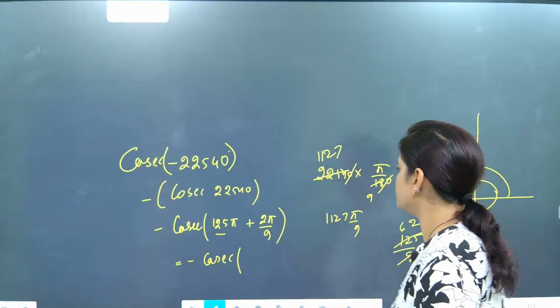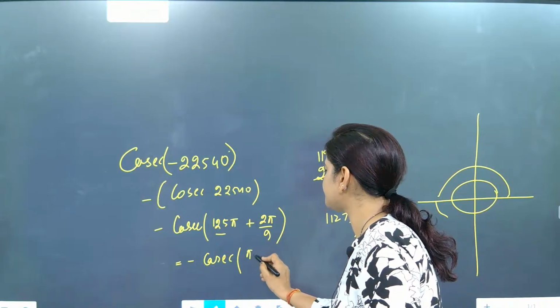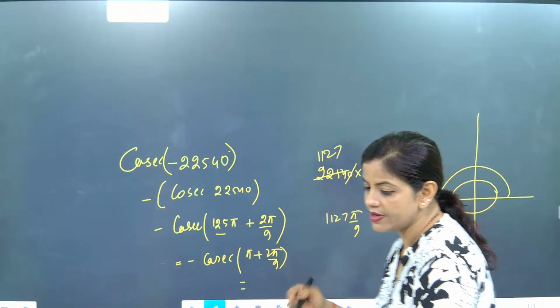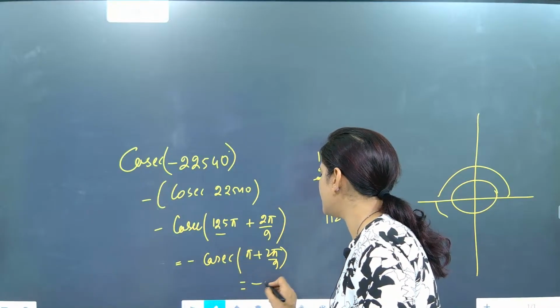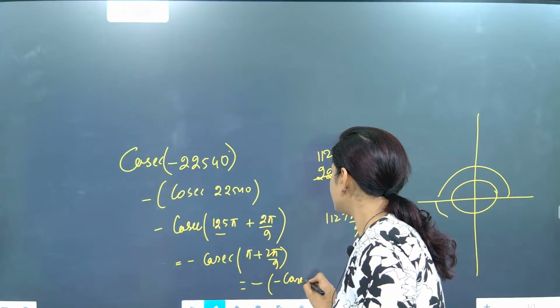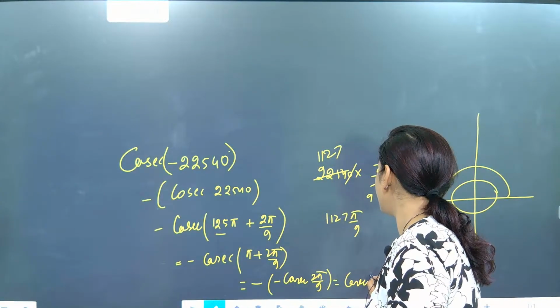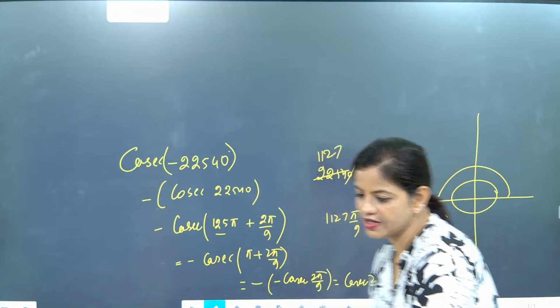third quadrant. So here you are exactly going to the third quadrant. That is pi plus 2 pi by 9, and the third quadrant is exactly negative for cosecant. So beta, here it is minus into minus, it will become minus cosecant 2 pi by 9, and finally it will be cosecant 2 pi by 9, and they will give you the value of 2 pi by 9, and you will get the answers.